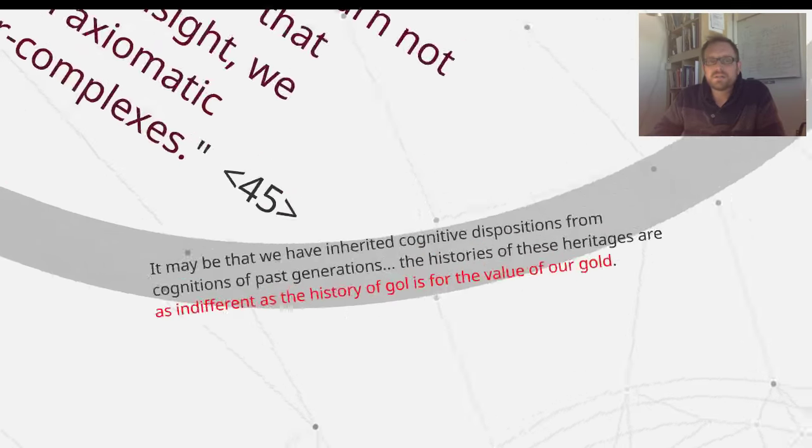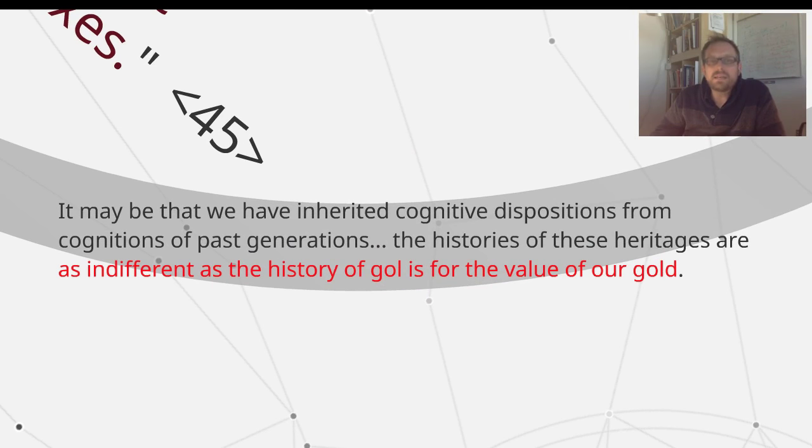Okay. And he has this other great quote, right? It may be that we've inherited cognitive dispositions from cognitions of past generations, but the histories of these heritages are as indifferent to us as the history of gold is for the value of gold. Now, this is a sort of side comment that I put in here because I think it's quite pithy. And this is where Husserl basically says, yeah, there are other philosophers who've done a lot of work before us, and there are certain cognitive dispositions and certain things that they've figured out, which are great. But guess what? For us, that is as indifferent as the history of gold is to the current price value of gold. In the same way, the history of our cognitions is as indifferent to us in the same manner, right?